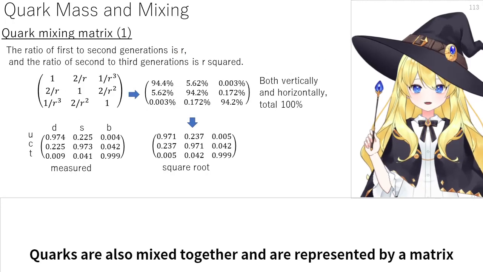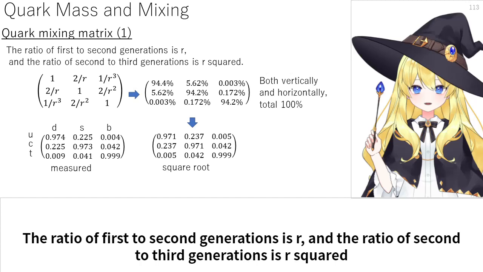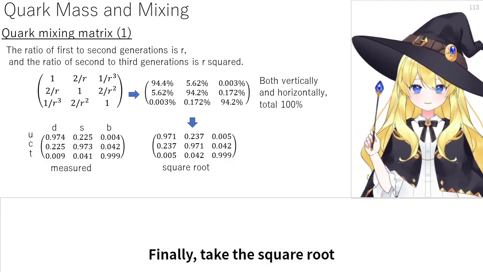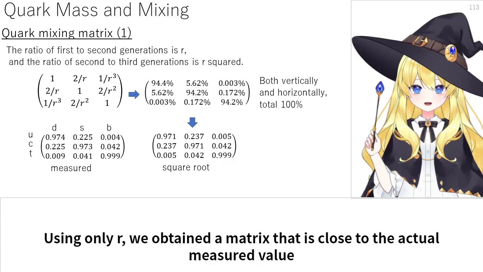Quarks are also mixed together and are represented by a matrix. The ratio of first to second generations is R, and the ratio of second to third generations is R squared. Both the vertical and horizontal dimensions must add up to 100%. Finally, take the square root. Using only R, we obtained a matrix that is close to the actual measured value.